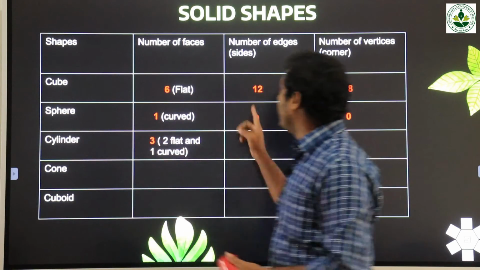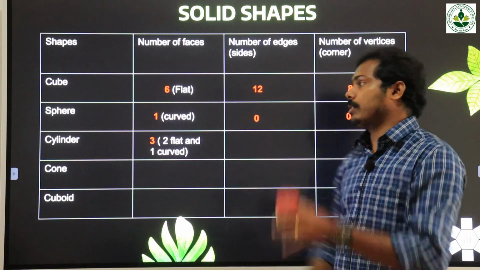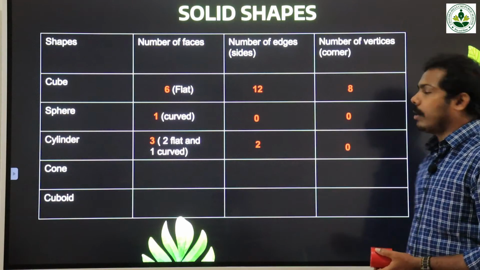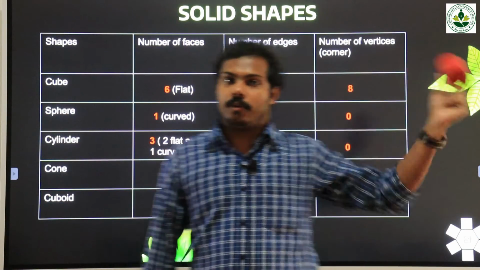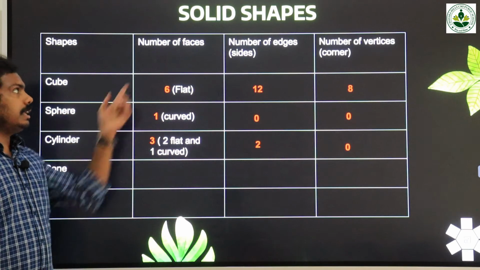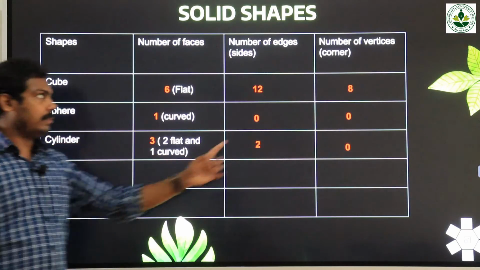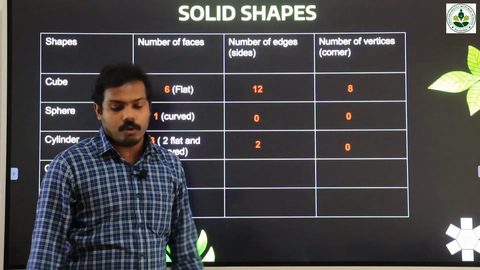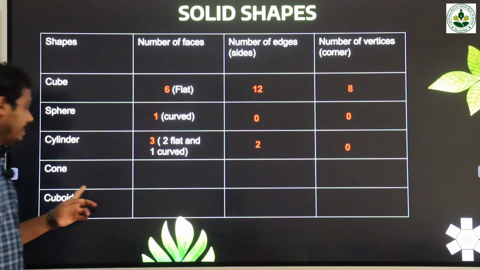And the number of edges. Here we can see 2 edges. So the number of edges is 2. And number of corners. We can't see any corner. So number of corners is 0. So for a cylinder, the number of faces is 3, 2 are flat and 1 is curved. And number of edges, that is 2. There are no vertices, no corners. Next shape, that is cone.